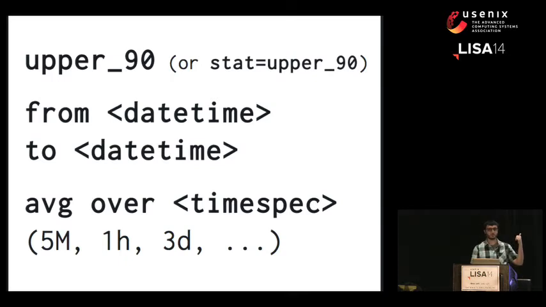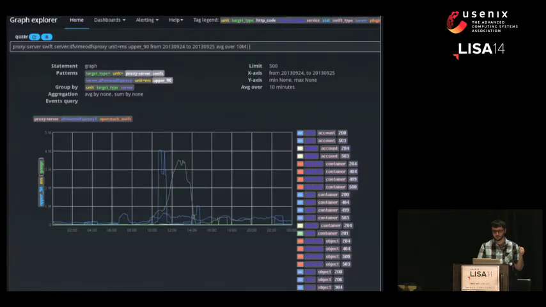So we can narrow down by just typing upper 90 in addition to the query, or stat equals upper 90 to get the upper 90th percentile. In this case, we're also going to do from to a certain time range and average over 10 minutes just to make the graph a little bit smoother. And this is going to give us a pretty similar result as before, except we're now looking only at upper 90th percentiles. And now there's only 3 dimensions that set the metrics apart from each other.